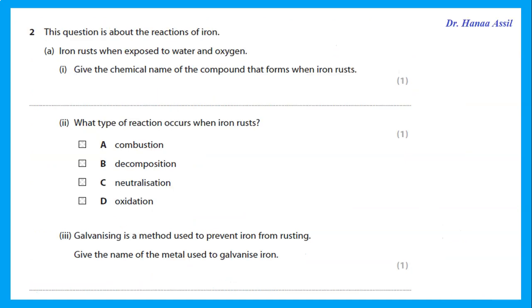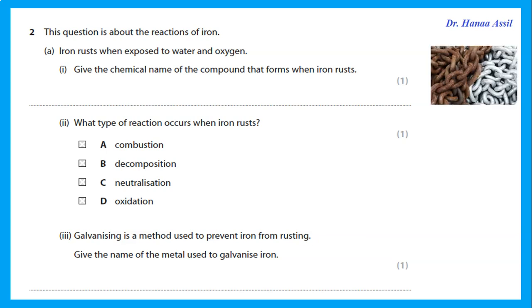Okay, question 2 says, this question is about the reactions of iron. Iron rusts when exposed to water and oxygen. Give the chemical name of the compound that forms when iron rusts. Remember, iron as a pure metal is silvery gray in color like the other metals, but when it is exposed to the air, it rusts.